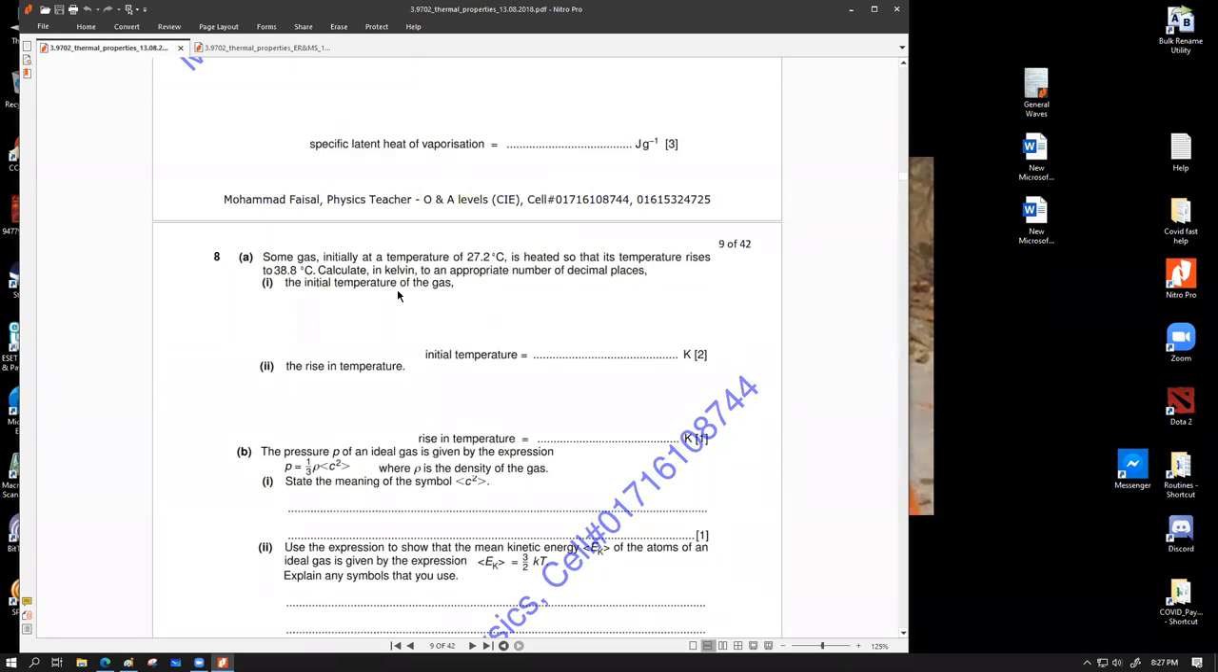Some gas initially at temperature 27.2 degrees Celsius is heated so that its temperature rises to 38.8 degrees Celsius. Calculate, in Kelvin, to an appropriate number of decimal places, the initial temperature of the gas. Now, whenever they say calculate it to an appropriate number of decimal places, we might also have to consider this. 273.16, of course, sir?